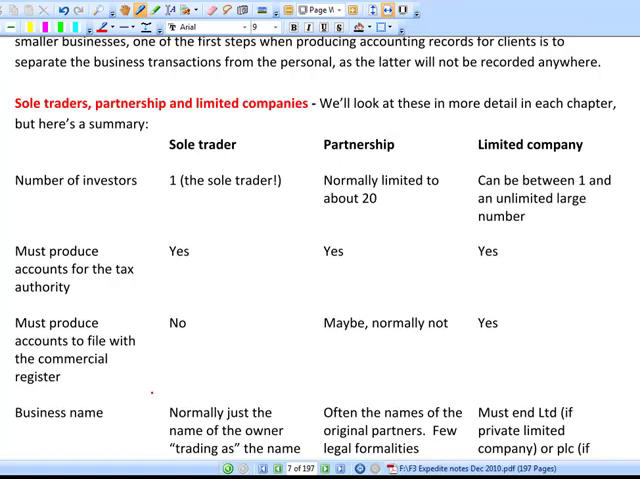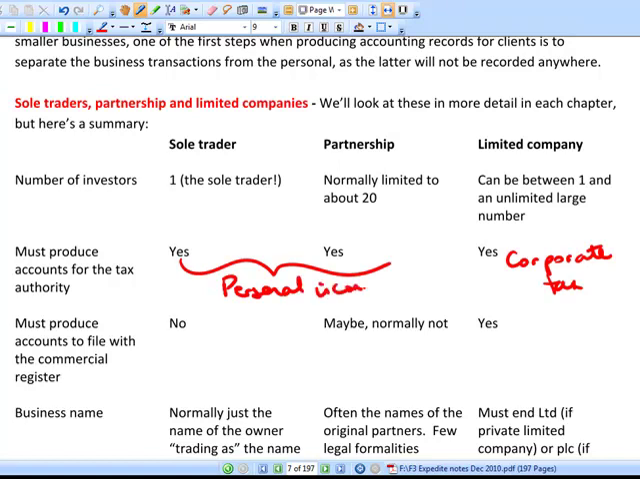A limited company, again, varies around the world. In some countries it's a minimum of 2, sometimes even a bit more. In UK law, which I think is what the question will be based around, it's basically going to have a minimum of 1 person, but an unlimited large number of shareholders. Some companies have an absolutely huge number of shareholders. They do have to produce accounts to the tax authority. Often they have corporate tax, whereas in the case of a partnership or a sole trader, this is generally personal income tax. So the basis is completely different.